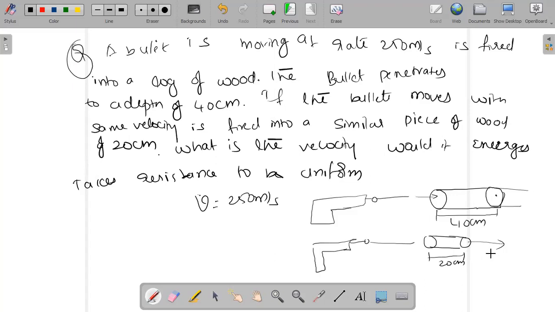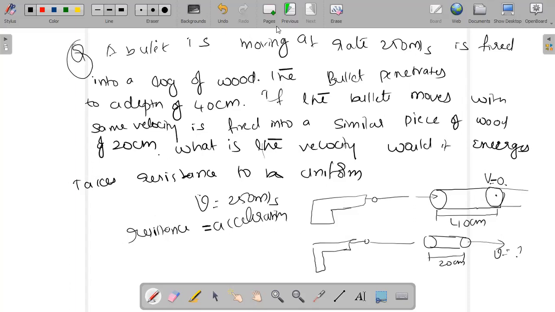So when it is coming out, what is its velocity? They are asking that. Now tell me, when it is going to a depth of 40 centimeter, the final velocity will become zero because it is not coming outside. So here the velocity will become zero, and they are asking us to identify the resistance. Here resistance can be considered as acceleration.